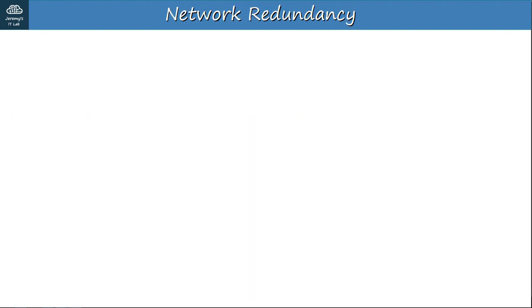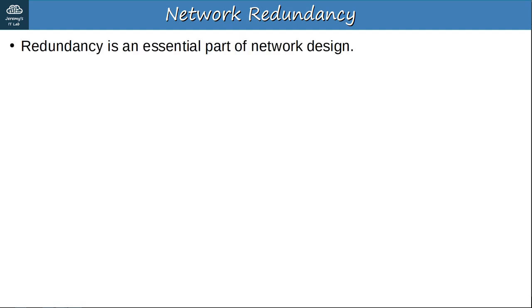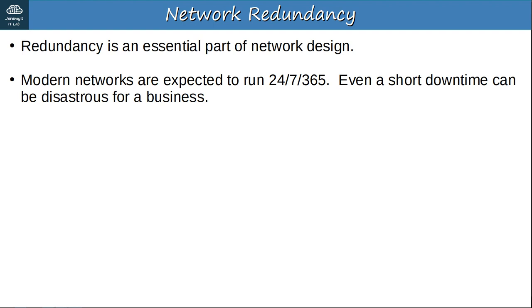Okay, let's get started. First, just a few points about redundancy in networks. Redundancy is an essential part of network design. A network that is not redundant is simply not acceptable. Modern networks are expected to run 24 hours a day, 7 days a week, 365 days a year. Even a short downtime can be disastrous for a business. Imagine if Amazon's network went down for an hour. That would certainly be bad for business.